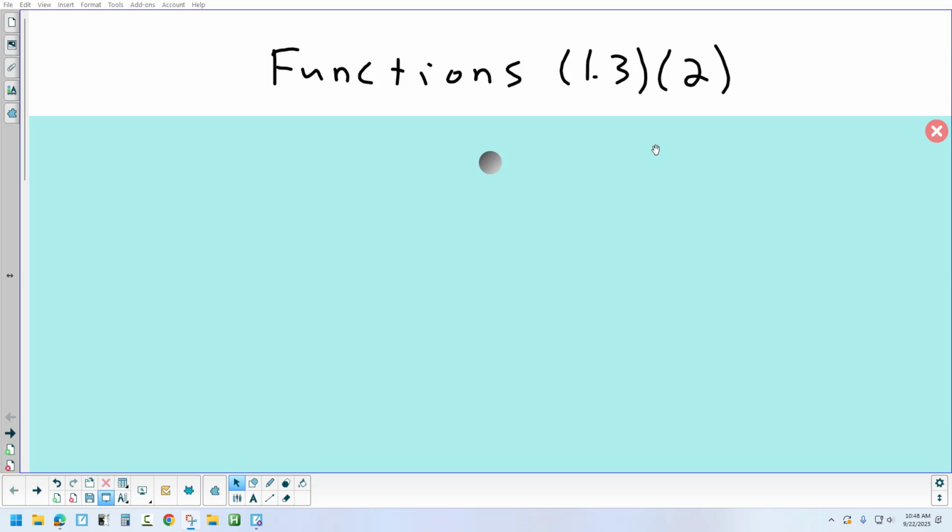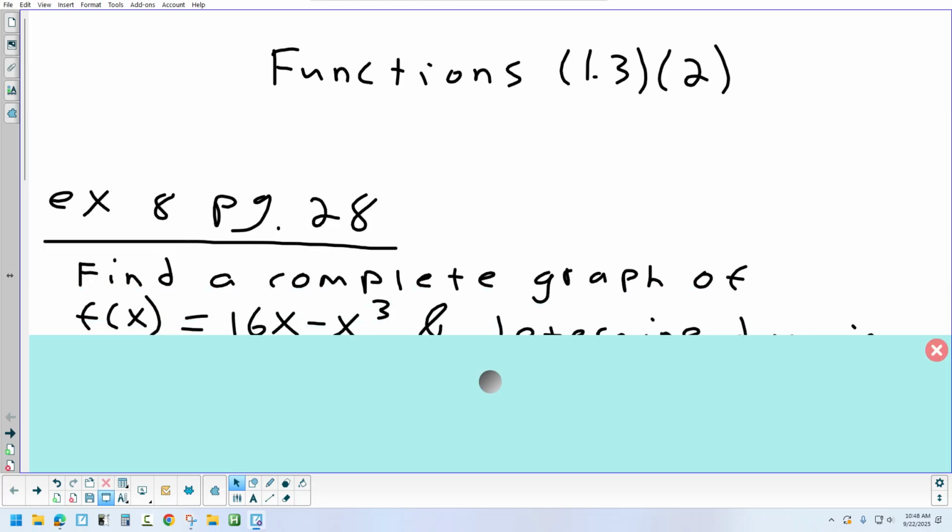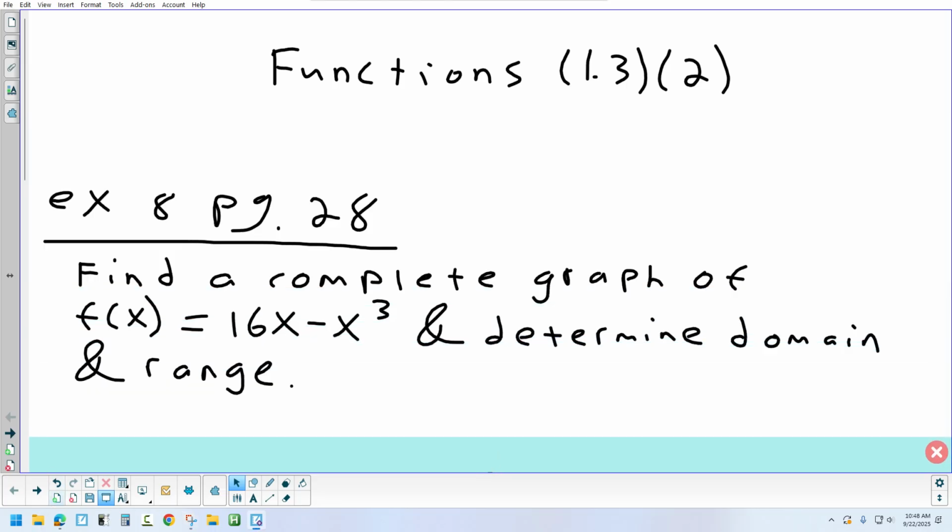All right, so last time we looked at section 1.3, we got through the first part. We're going to finish up the second part right now. So we had talked a little bit about what domain and range was. Just as a quick reminder, when you are finding domain, there's two things that we have to be careful about.